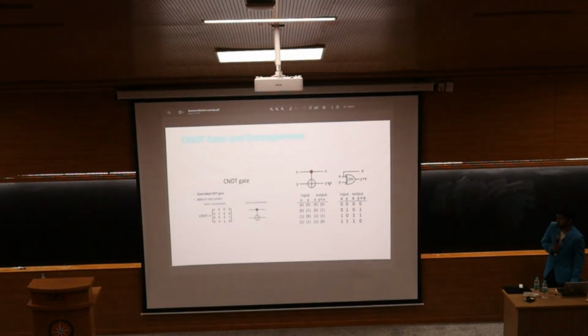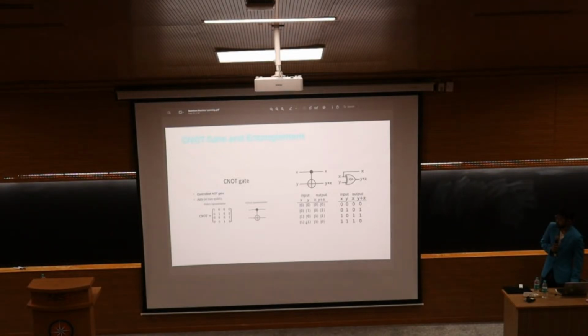Because in binary, addition is represented by XOR only. I'll give an example of what it means. If you take xy as 0 0, x remains as it is, 0, and y changes to y plus x. So y plus x here is 0 plus 0, 0 only. Here if you take 0 1, 0 remains the same, y plus x is 0 plus 1, 1. Similarly, you take 1 0, x remains the same, and y plus x is 1.